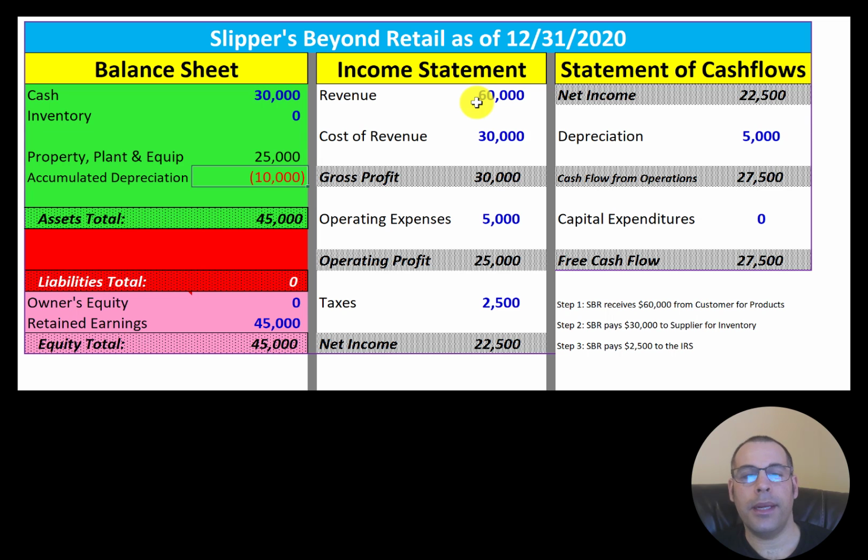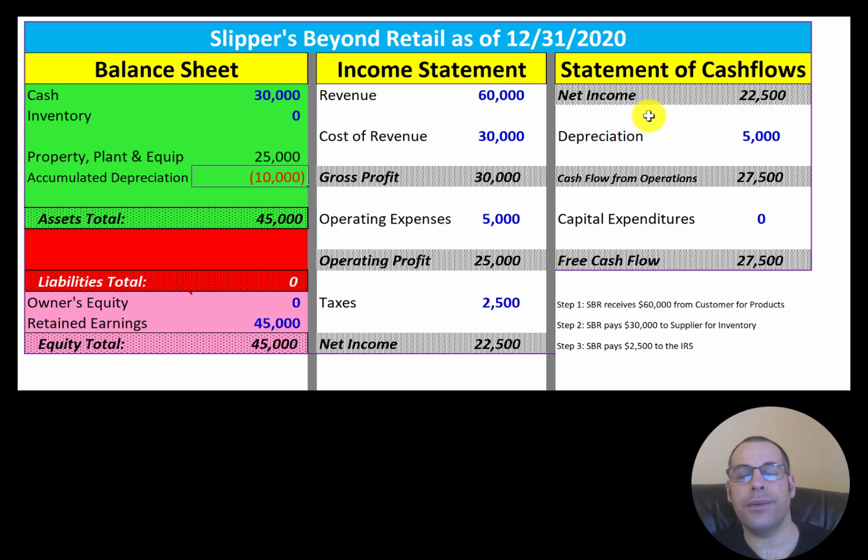And the income statement is identical to last year. Same revenue as last year, same cost of revenue, same gross profit. The only operating expense was depreciation. Our operating profit was $25,000. We paid taxes and net income of $22,500.